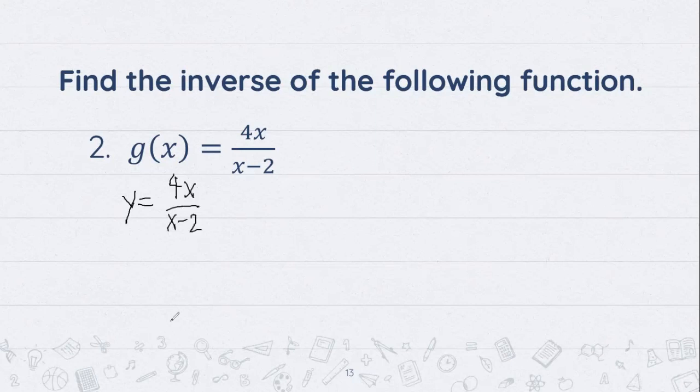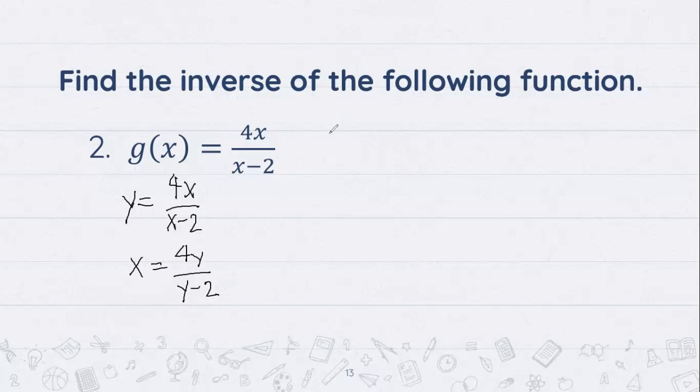And then, all x will become y, all y will become x. We interchange x and y. So we have x is equal to 4y over y minus 2. All of them, class, must be interchanged, x and y. So whatever number of x there is, make it y. All the y, make it x. And then, solve for y.